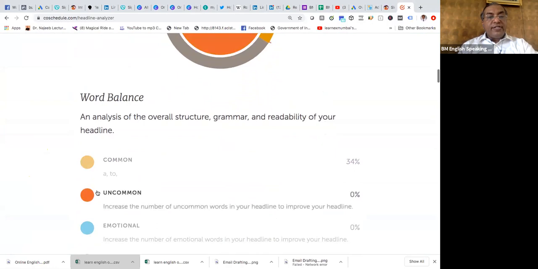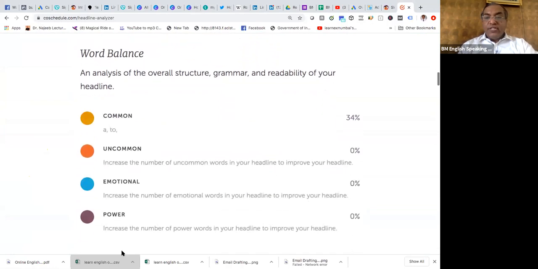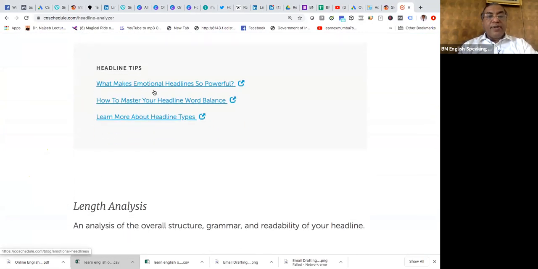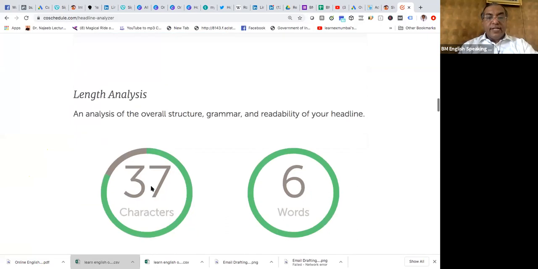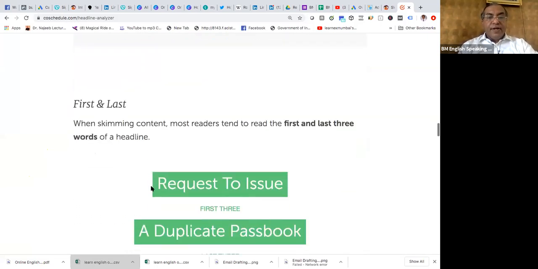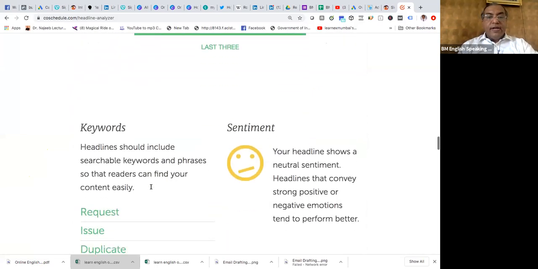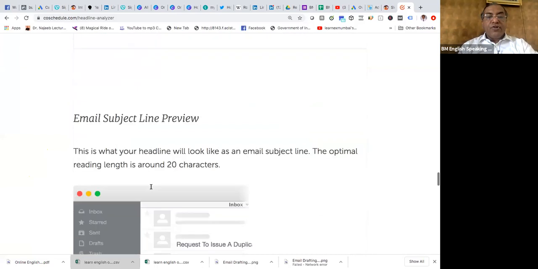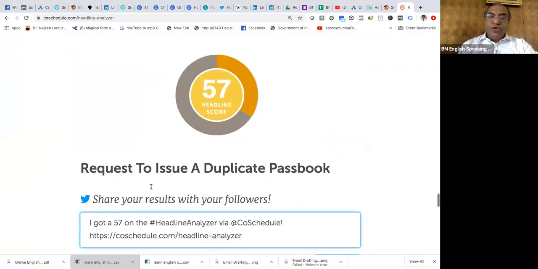So it will analyze the word balance that is there. It says that in this heading, you've used 34% common words. It will also tell you, there are PDFs which will show you what makes an emotional headline so powerful and how to master word balance. It will analyze your entire headline word by word and will give you tips and tricks on how to write powerful subject lines.